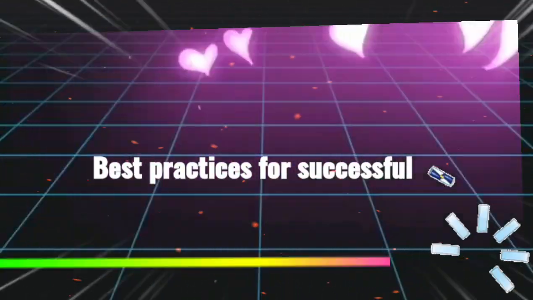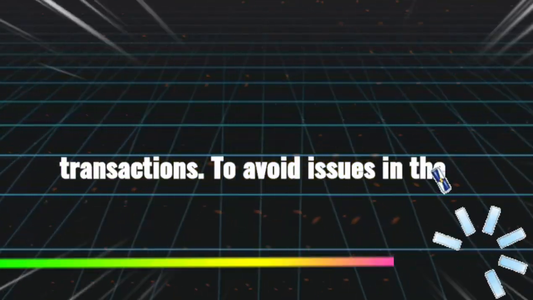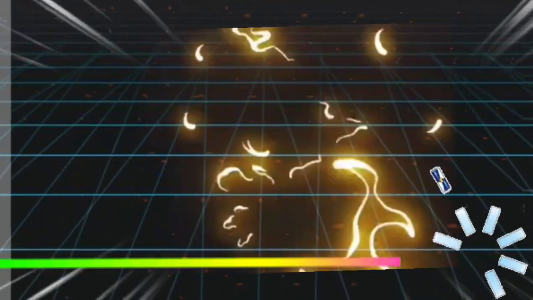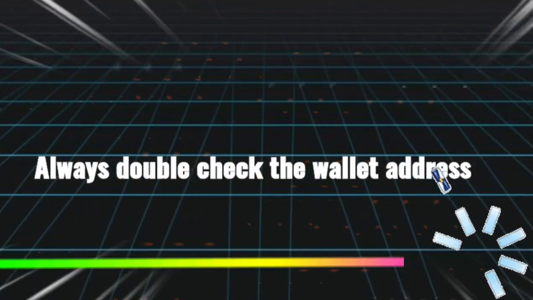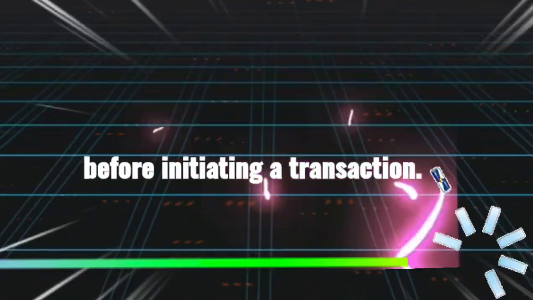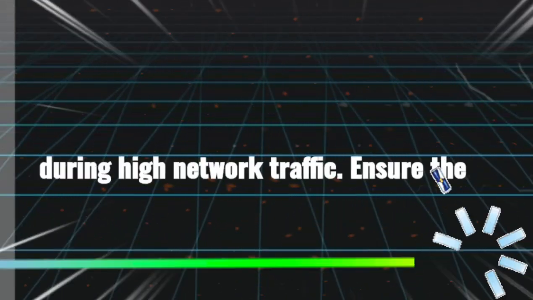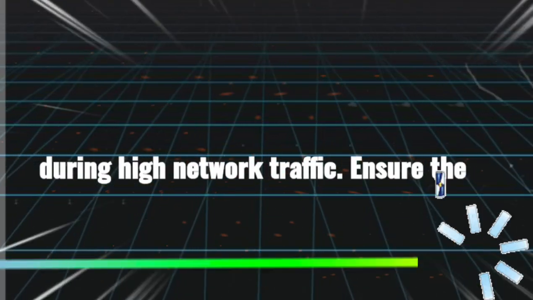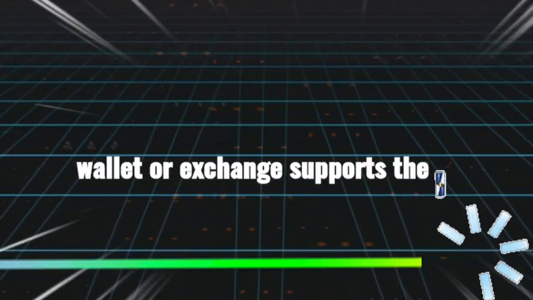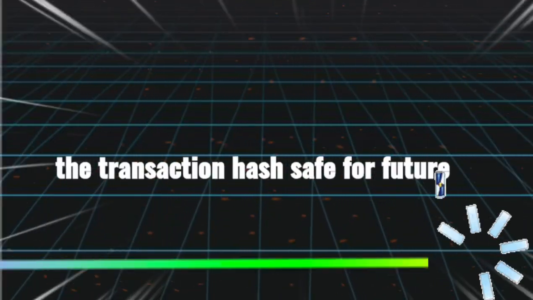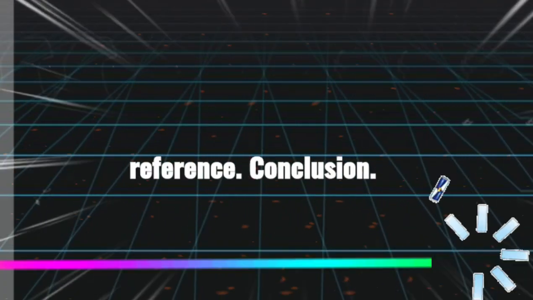Section 5. Best practices for successful transactions. To avoid issues in the first place, follow these best practices. Always double-check the wallet address before initiating a transaction. Use appropriate gas fees, especially during high network traffic. Ensure the wallet or exchange supports the cryptocurrency you are transferring. Keep the transaction hash safe for future reference.